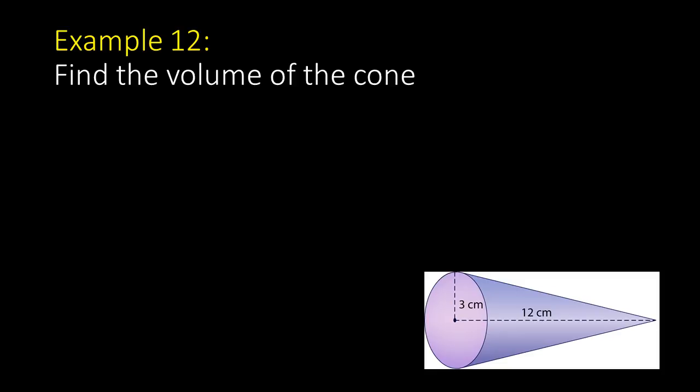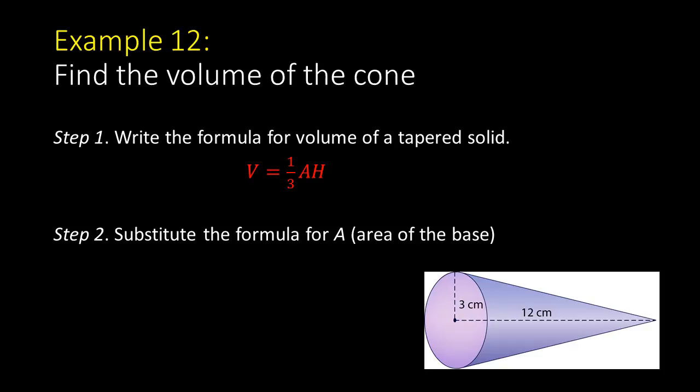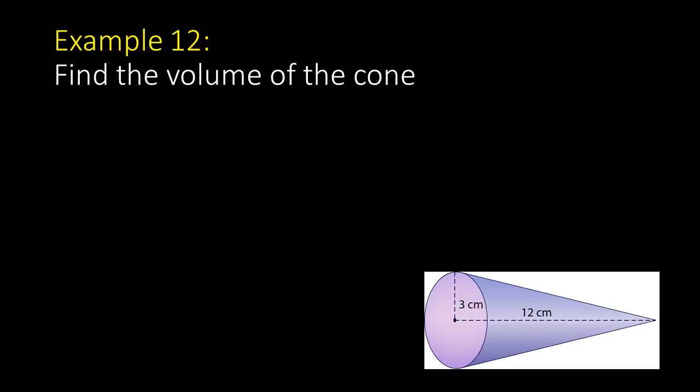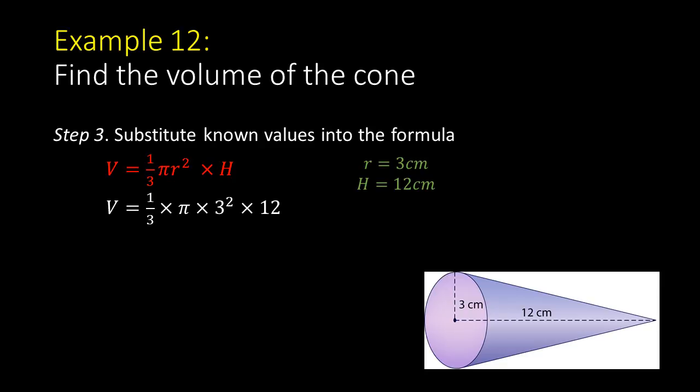Okay, so looking at an example here, finding the volume of this cone. So step 1 is always writing down the formula for a volume, and step 2 substituting the formula for A, which is the area of the base. And in this case we have the area of the base is a circle, so substituting in pi r squared for A. Our last step is just to sub unknown values into the formula. So we have that the radius is 3 and the perpendicular height is 12. So subbing those straight in and we get our answer.